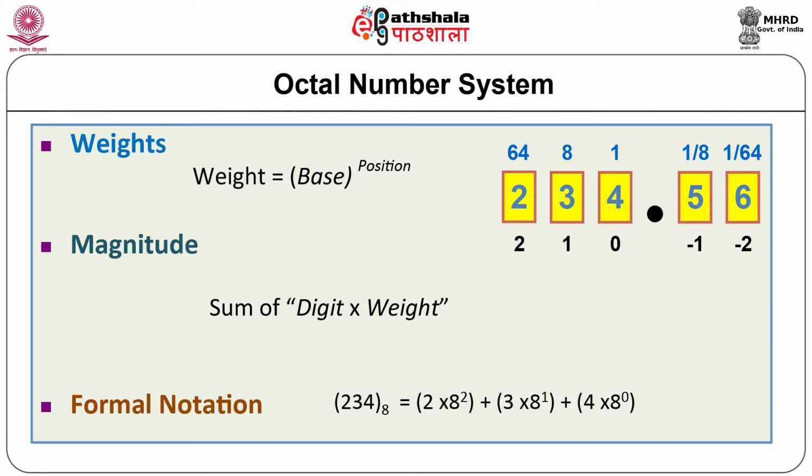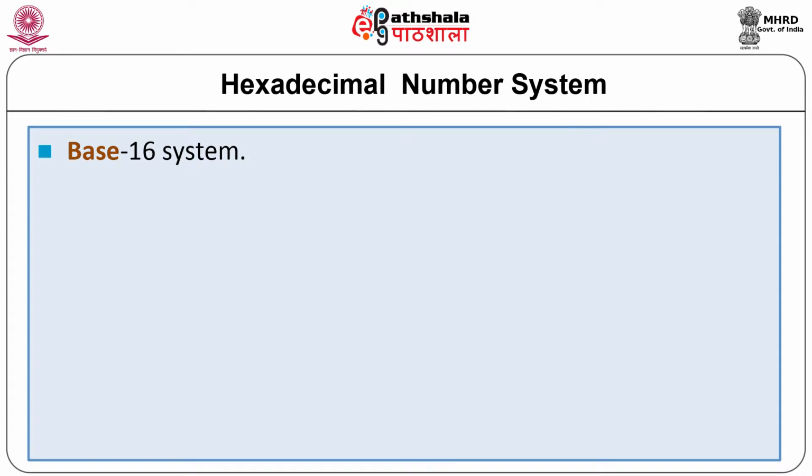The fractional part can also be represented in the octal number system. In the octal number system, the weight of each digit position increases by a factor of 8, like 8, 16, 64 as we move towards the left, and decreases by a factor of 8 as 1 upon 8, 1 upon 16 and so on. Let us now talk about hexadecimal number system.